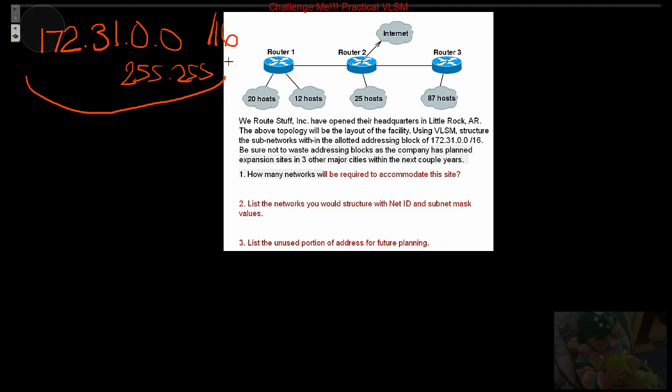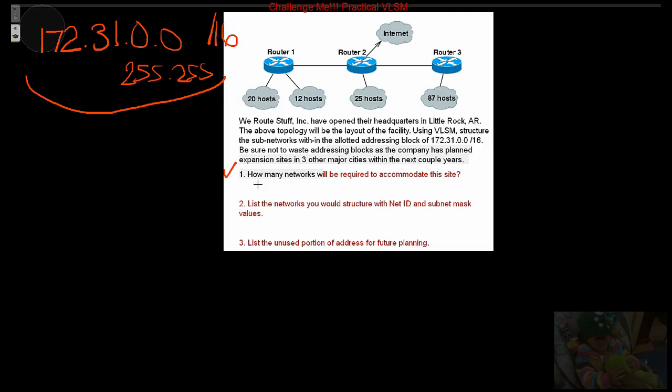Well, we definitely have enough to accommodate these hosts. 65,000, that's not crazy to think that we can squeeze these into that block. We'll do that without a problem, but let's do it so that it makes the most sense.